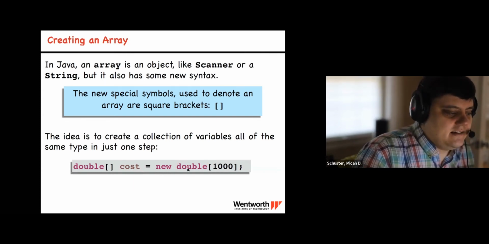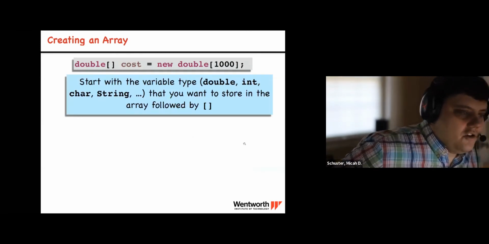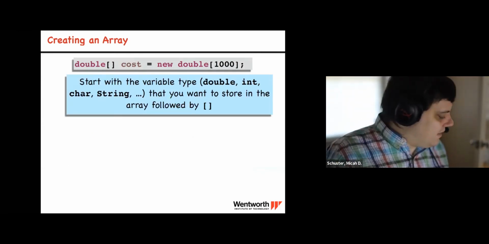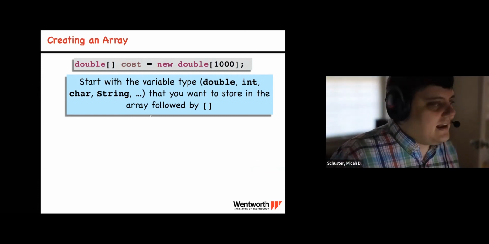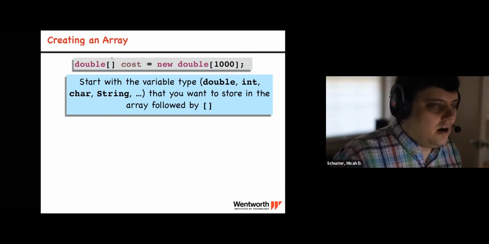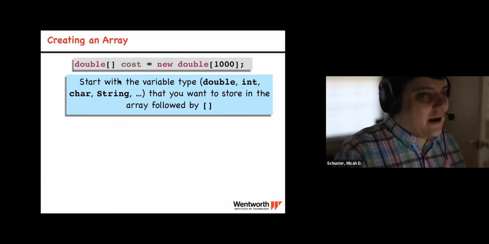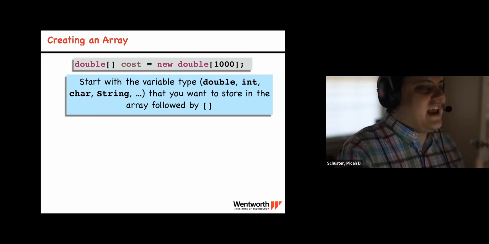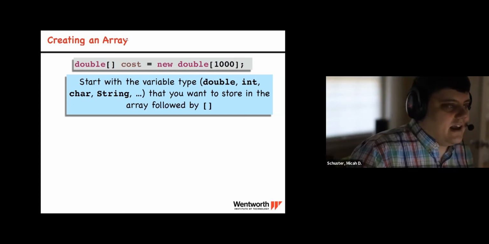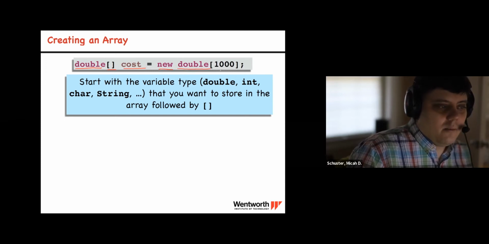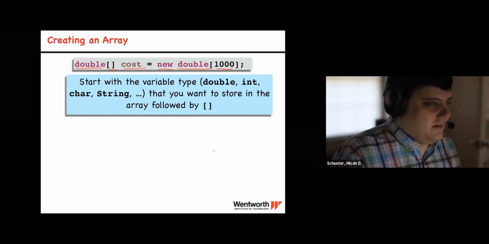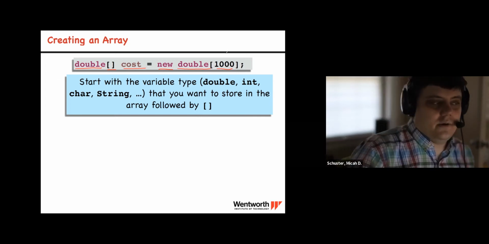So let's dig into this line a little bit more. We start with the variable type, whatever we want these variables to be. In this case, I want to create a double array. If you want to create an array, the language you should use, if you were to say this line out loud, I would say: cost is a new double array with 1,000 elements. That's how I would say out loud what this line is actually doing.